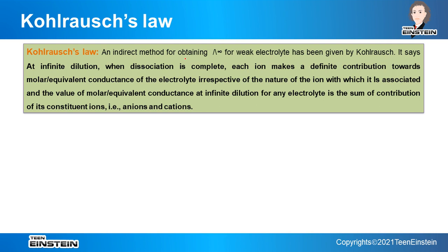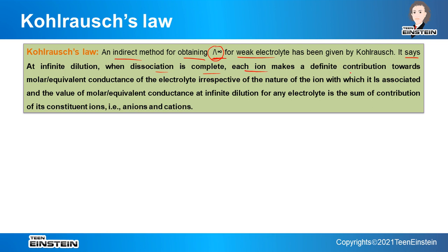So this is actually an indirect method for obtaining the lambda infinite value for a weak electrolyte, because from the graph we have seen that by extending the straight line, it is not crossing the y-axis. So we are never able to get the value of lambda infinite for a weak electrolyte. That is why, indirectly, we can find out the value of lambda infinite for a weak electrolyte, because for a strong electrolyte we can very easily get it from the graph, but graphically we cannot get it for a weak electrolyte. So what it says: at infinite dilution, when dissociation is complete, because it is always considered that when concentration is minimum, then it is at infinite dilution, and dissociation of a weak electrolyte is 100%.